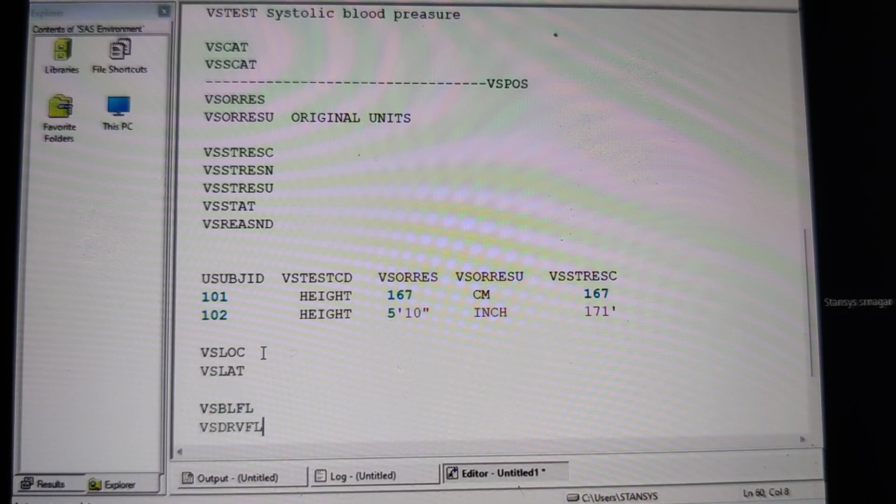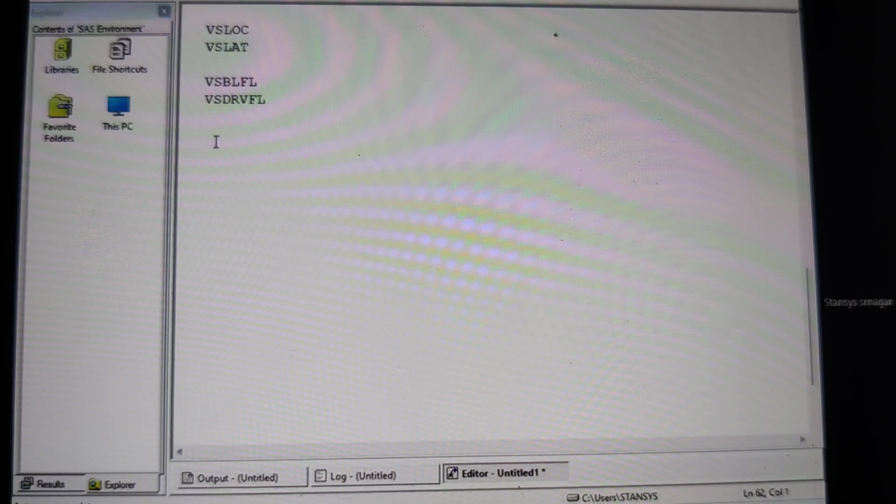Then we are going to have the timing variables. Remember what the timing variables were that we saw in the last class? The first one is visit term, then visit, then visit date. All these are protocol plans, but for exactly what date and time we collected the information, we are going to have VSDTC, the date and time of vital sign measurement.